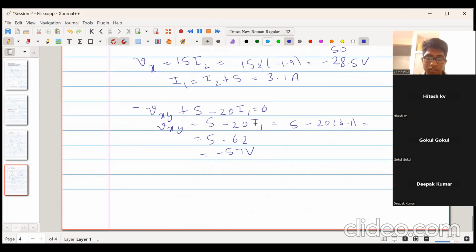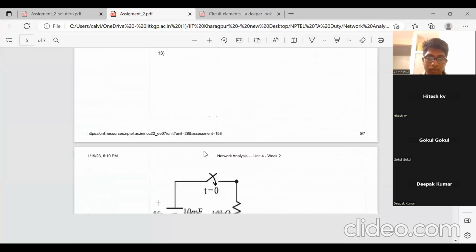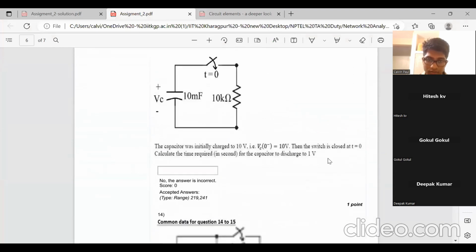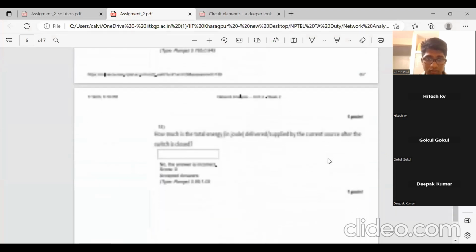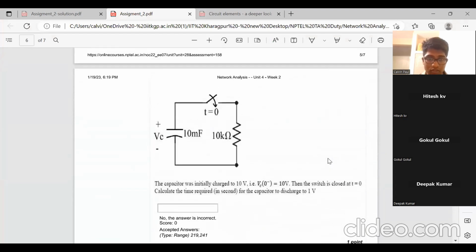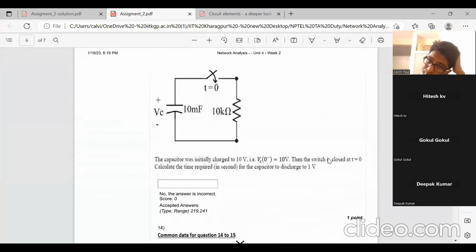We have completed solving this question. Now we will proceed to this question. There are three more questions. So this is the circuit. Let me take a screenshot.